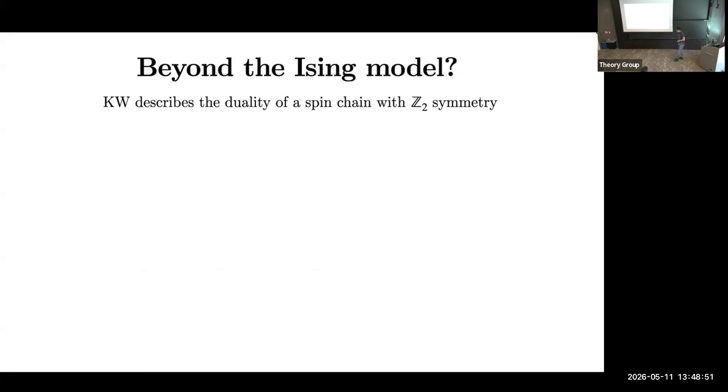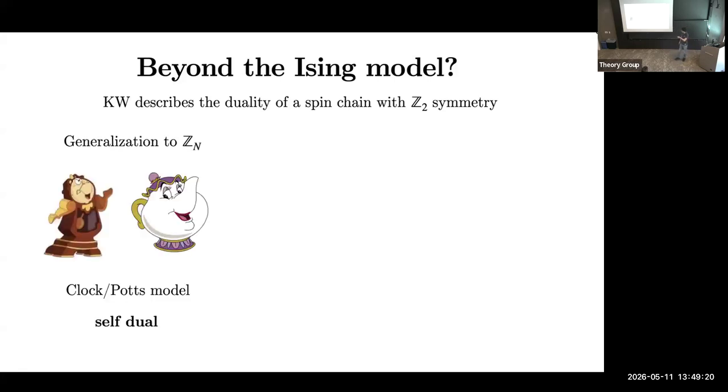So what I want to pose today is that was the example for the Ising model, where we have the Kramers-Wannier duality, which describes the duality between the ferromagnetic and the paramagnetic phases in a spin chain with a Z2 symmetry. Now, of course, you can ask, how can we generalize this? It turns out for cyclic groups or abelian groups, it's not too hard to generalize. People have done that, and that comes in the form of the clock and the Potts model. So you can also write similar models with the Z_N symmetry, for example, which are self-dual.